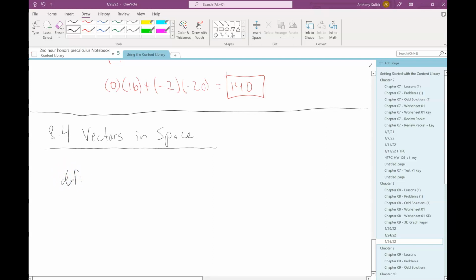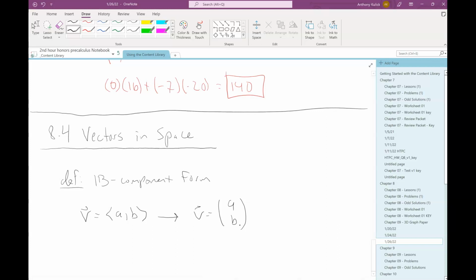Our textbook is calling this the IB component form. In my mathematics education, we'd have called this a column vector. So this is our component form, and that's our IB component form. Or I'll probably slip and refer to this as a column vector routinely. We call it a column vector because it's in a column.